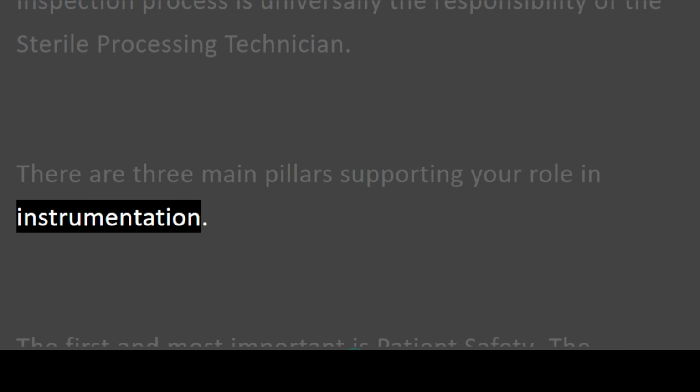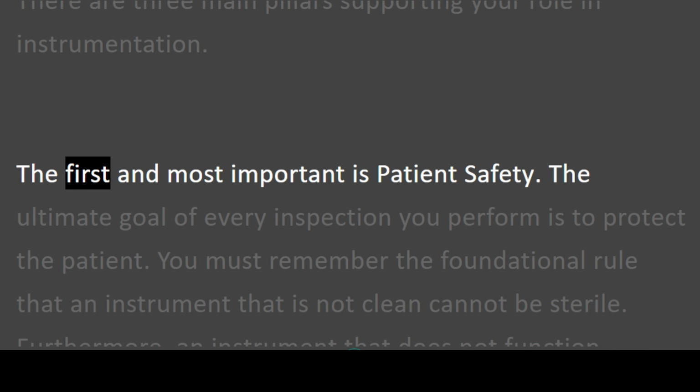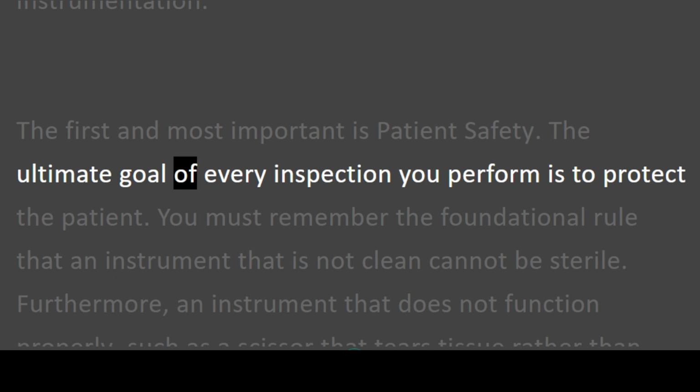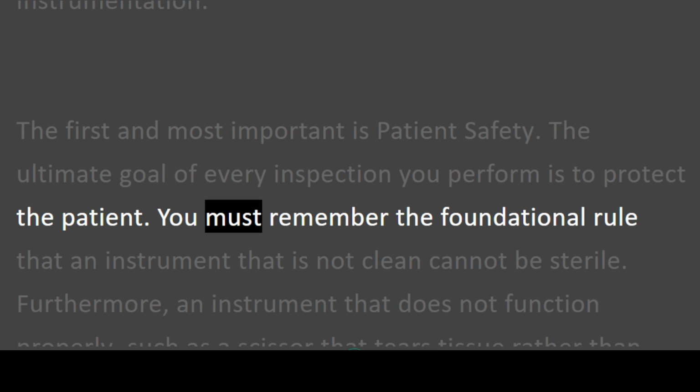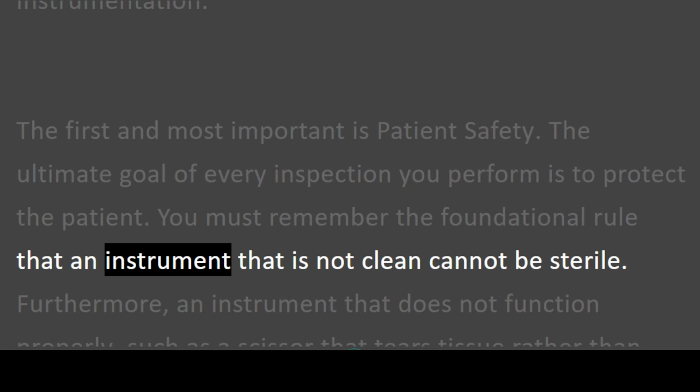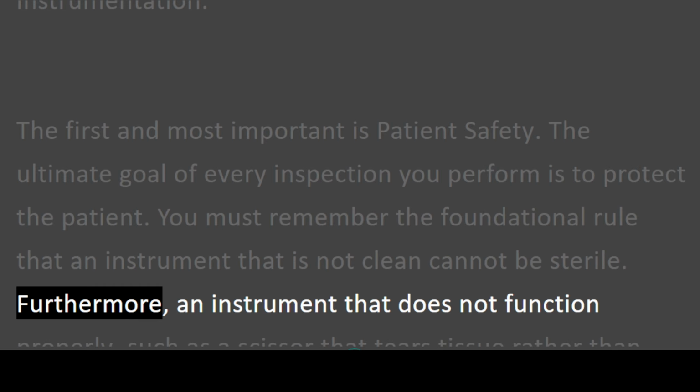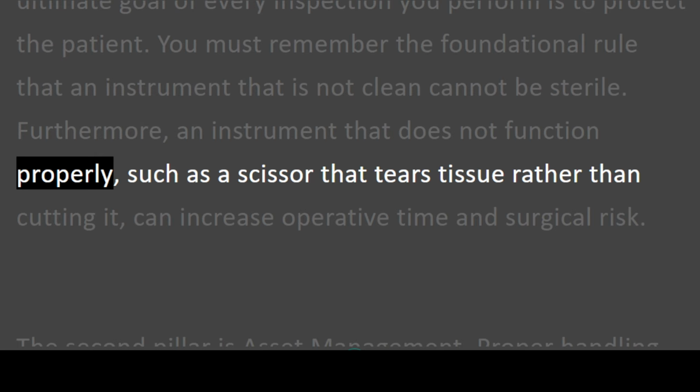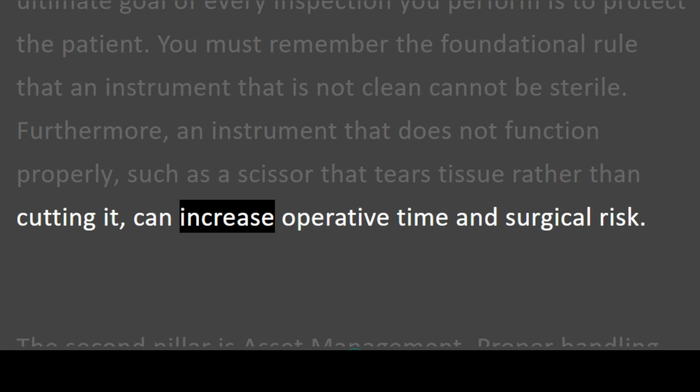There are three main pillars supporting your role in instrumentation. The first and most important is patient safety. The ultimate goal of every inspection you perform is to protect the patient. You must remember the foundational rule that an instrument that is not clean cannot be sterile. Furthermore, an instrument that does not function properly, such as a scissor that tears tissue rather than cutting it, can increase operative time and surgical risk.